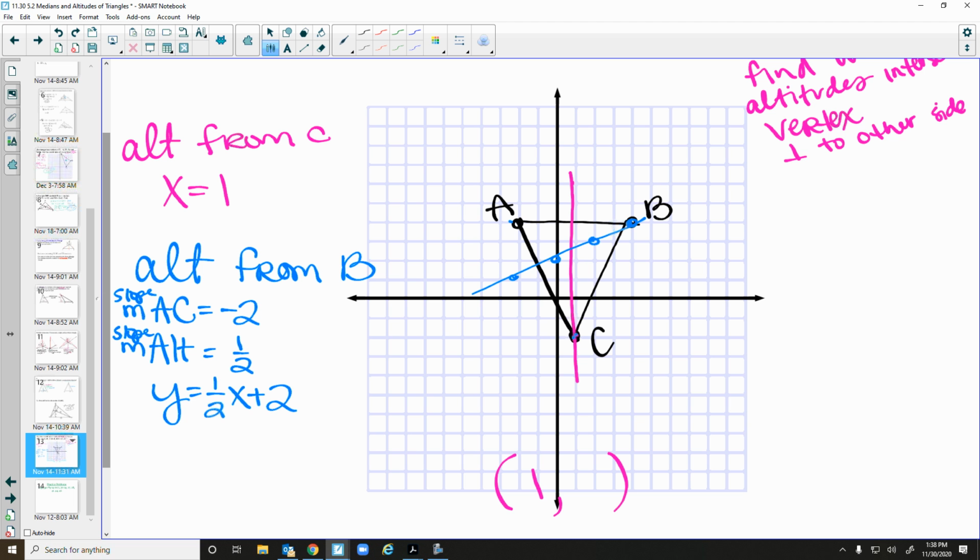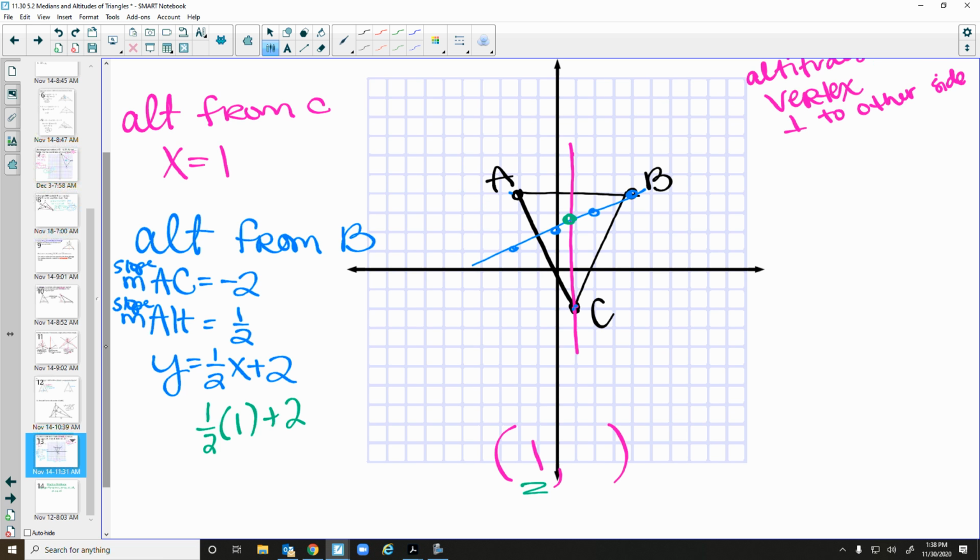Now what? Find where they intersect, because we need this point. Well, we already know x is 1. Put a 1 there. So y is 2.5. And we're done.